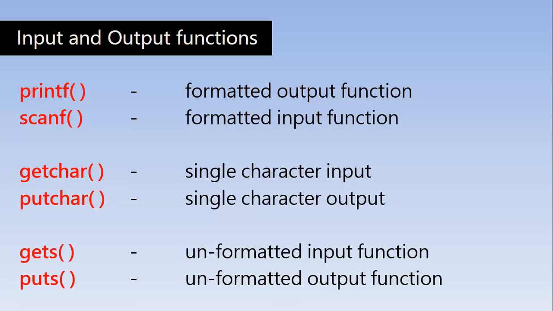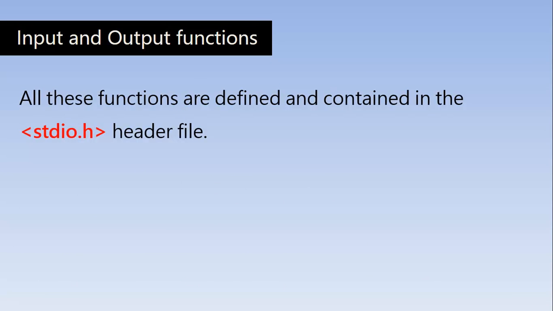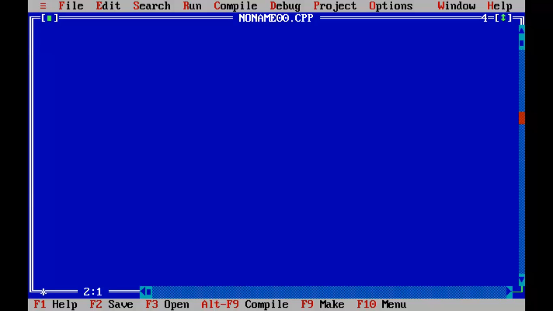So these are the most frequently used and very important input and output functions, and all these functions are defined and contained in the stdio.h header file. So that is why it is very important to include this header file before we start our actual code, right? So let us get into the compiler and perform these functions practically. So I'll start the program by including the standard header files.